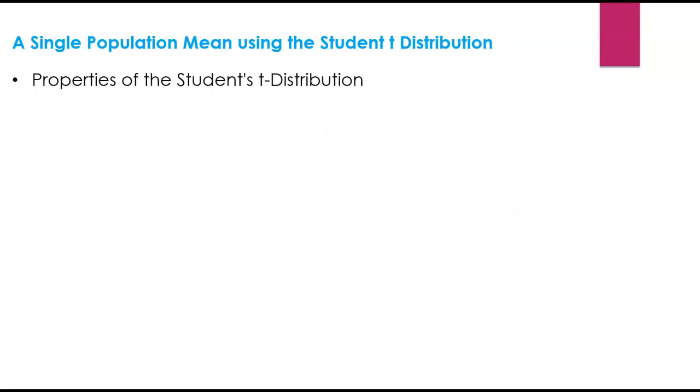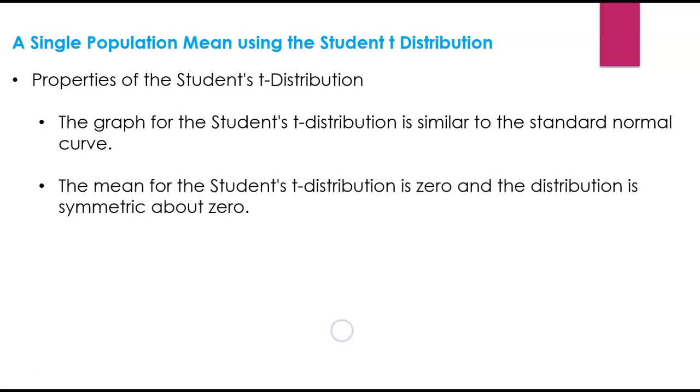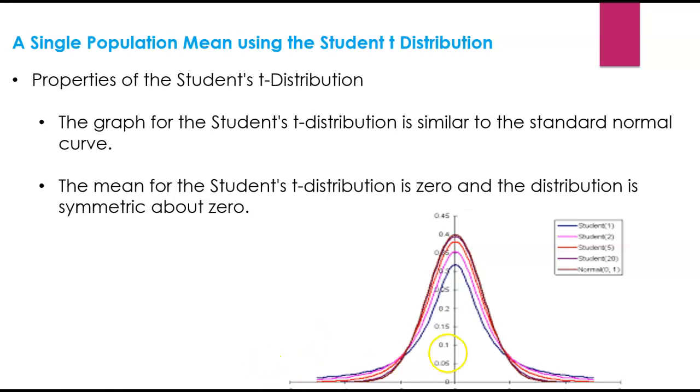The properties of the student's t-distribution are these. The graph of the student's t-distribution is similar to the standard normal curve. The mean of the student's t-distribution is 0, like our standard normal distribution, and the distribution is symmetric about 0, like the normal distribution. In fact, if you look at this graph, you'll notice that the dark red line represents the normal distribution, and the other colored lines represent the student's t-distribution for 1, 2, 5, and 20 degrees of freedom. All of them look very similar, but the tails contain more area. That won't really concern us because we're really interested in the symmetry and the fact that we can do our calculations the same as we did for the normal distribution.